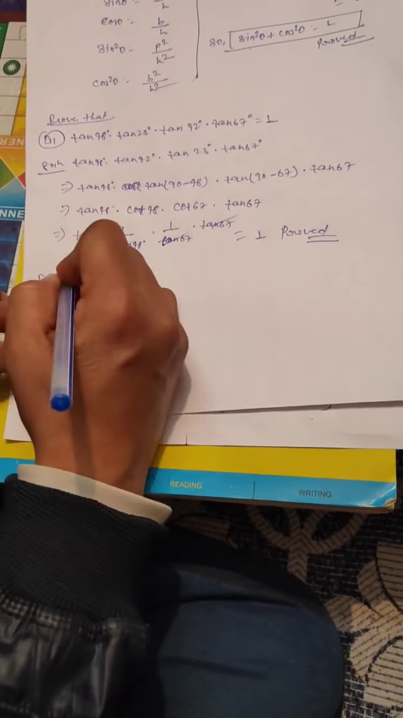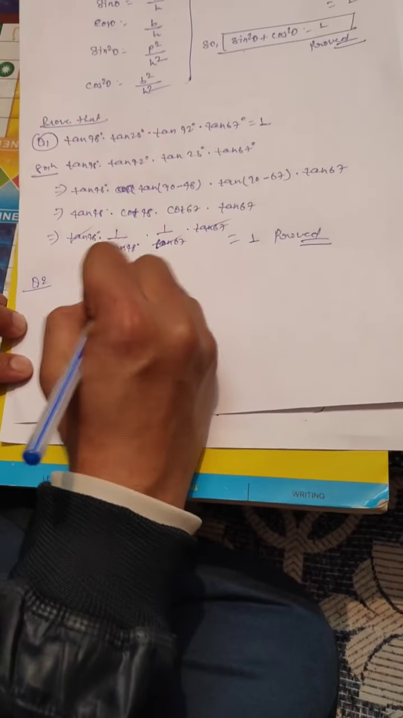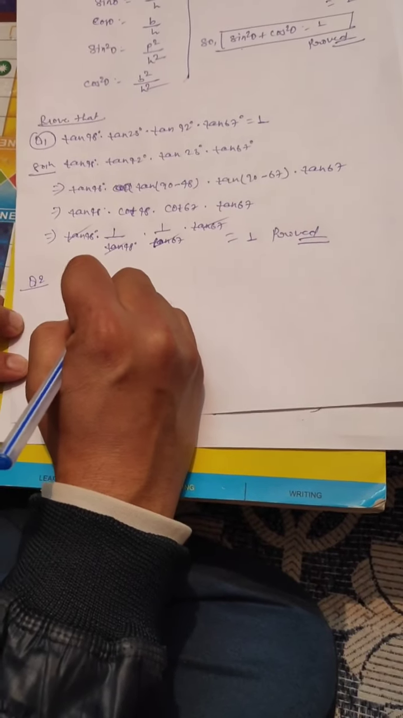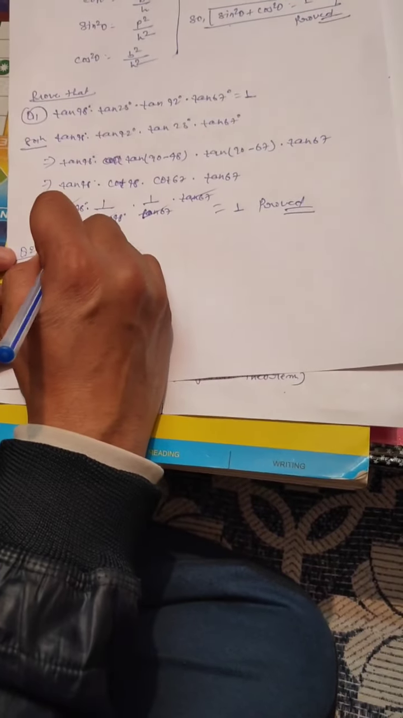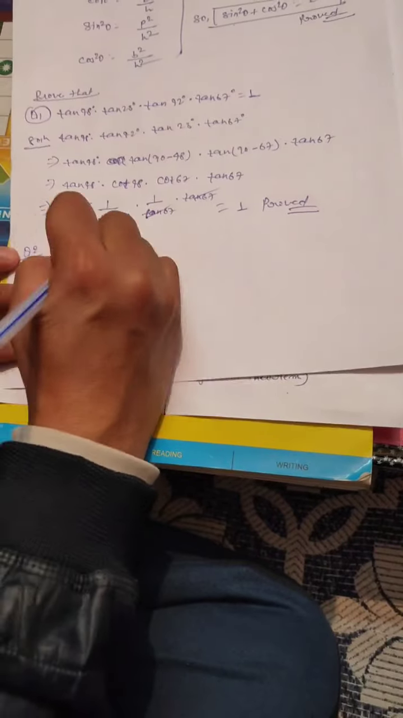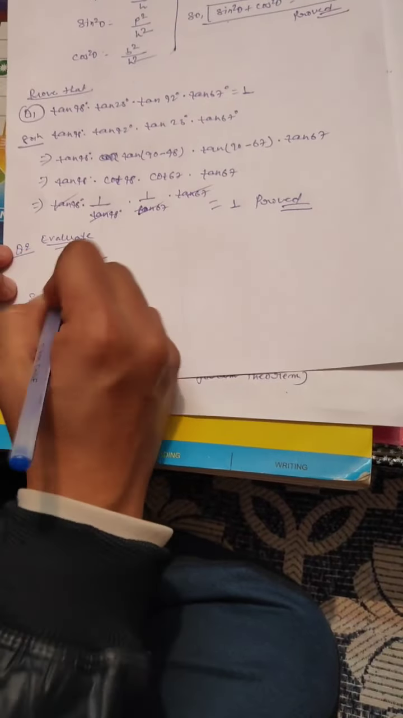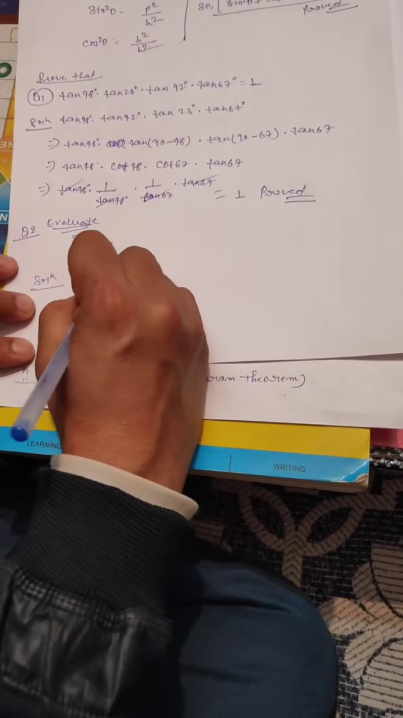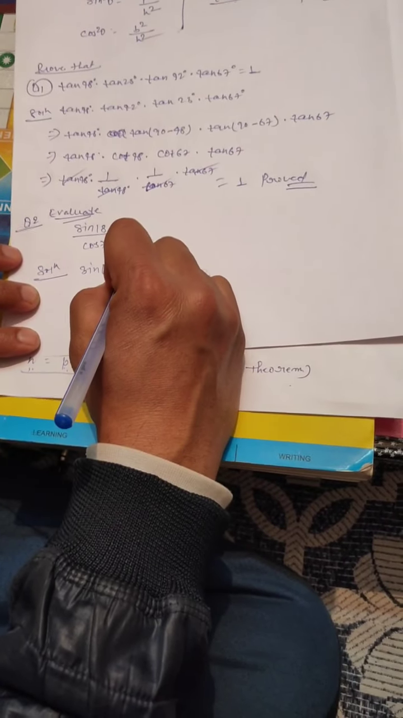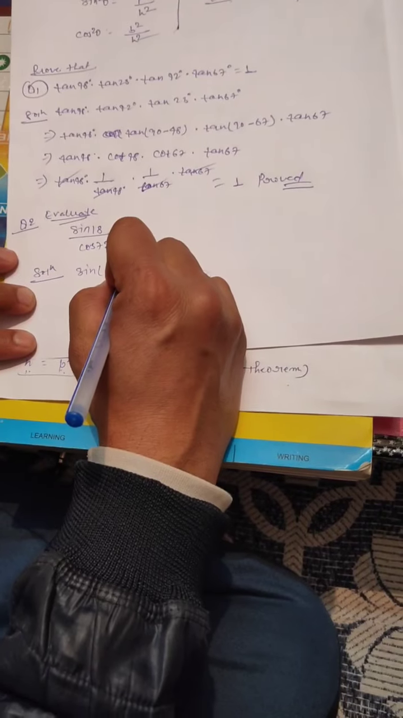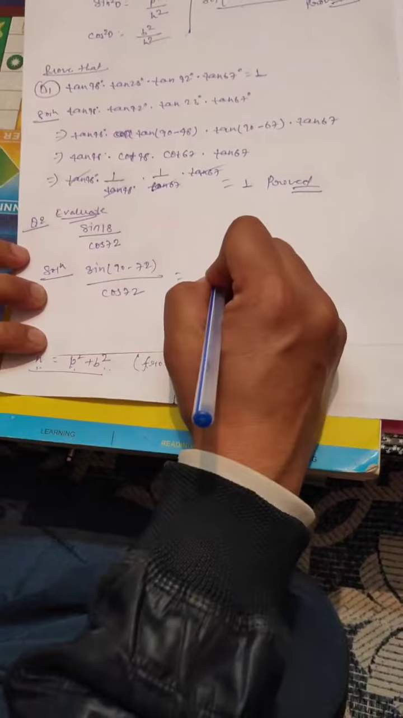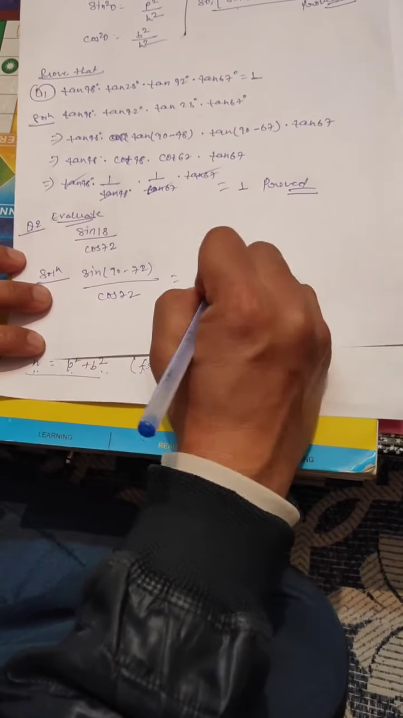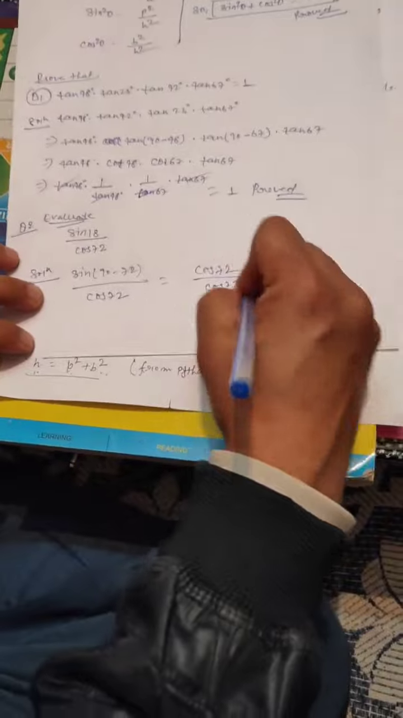Now let's come to the second question. Question number 2: sin 18 upon cos 72, evaluate. Solution: sin 90 minus 72 upon cos 72 equals cos 72 upon cos 72, which equals 1. Answer.